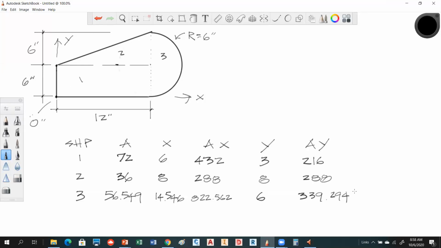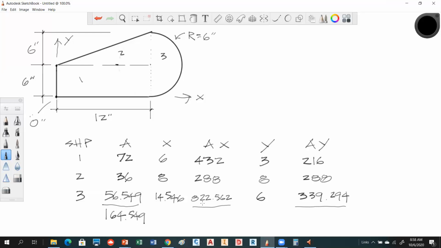All right, we've done all the hard work. Now comes the easy part. All we're going to do is sum that column, and that column, and that column. Now remember what I said: you could have negatives in here, so when you sum them, you have to sum them algebraically. But everything's positive by the way we constructed it, so we're all good. So we're going to take 72 plus 36 plus 56.549. You guys verify this. I got 164.549.